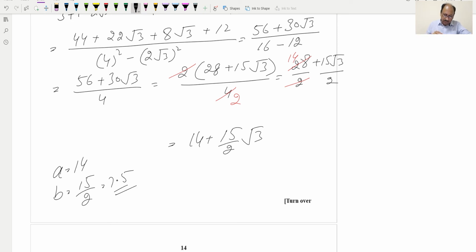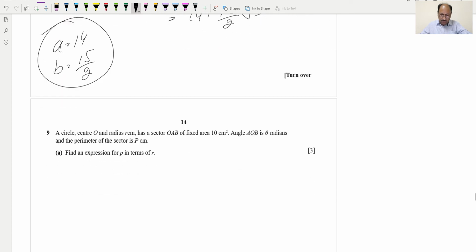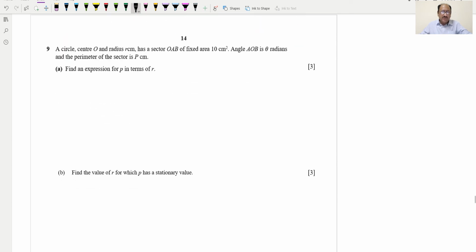So 15 by 2, I'm writing, so I'm keeping it like this. So this will be our answer for this question. Hopefully you understood this. Now question number 9.